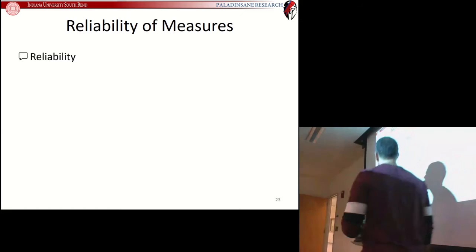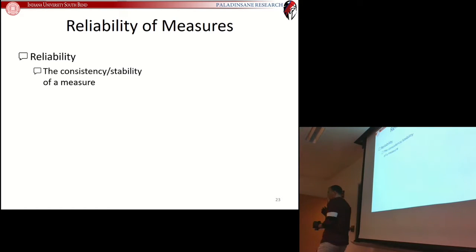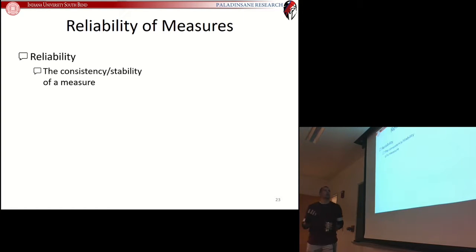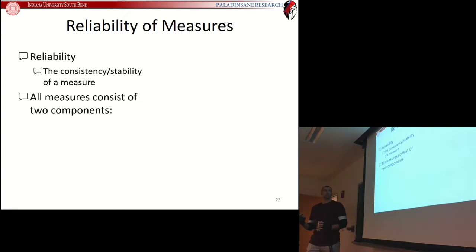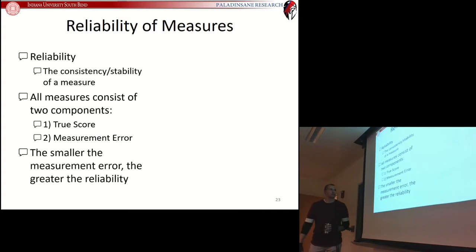So reliability has to do with the consistency or the stability of your measure. If you have a measure that you're using, what is its reliability? How consistent is it at measuring the construct that you are trying to measure? All measures consist of two components: you've got your true score and you've got your measurement error, right? And the smaller the measurement error, the greater the reliability.